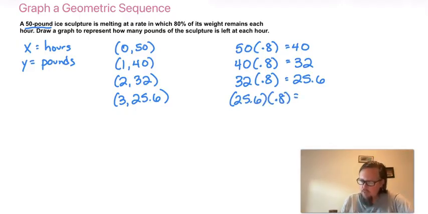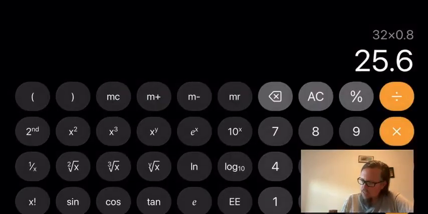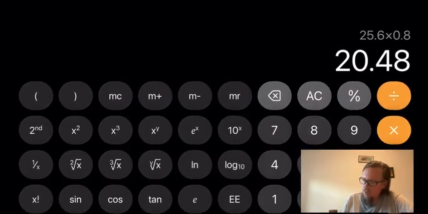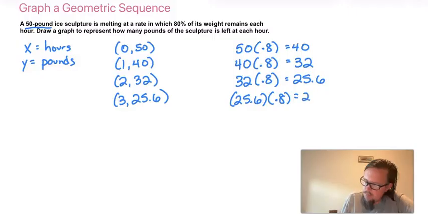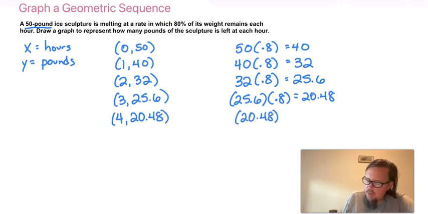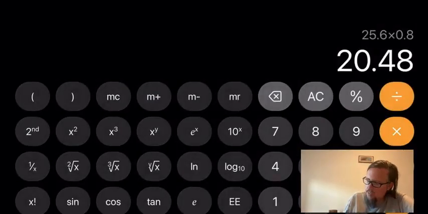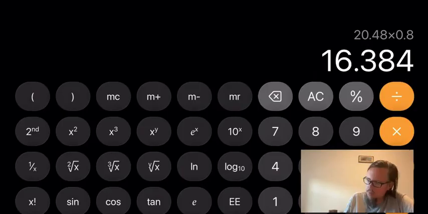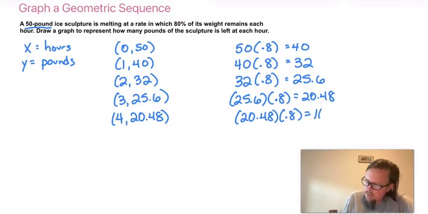Let's just go ahead and do 5 points. So we'll do 4 hours and 5 hours. So 25.6 times 0.8 is going to give us 20.48. So after 4 hours, we've got 20.48. And let's do one more. 20.48 times 80%. This will be our last point. 0.8 is 16.384. That feels good enough for a graph. So after 5 hours, 16.384.